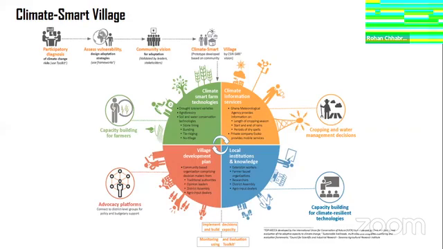Now, there is so much research happening, and a concept of climate smart village is coming up. Basically, it is only through capacity building and working as communities that we humans will be able to build a climate resilient global food supply chain. And hence, people have started creating models for climate smart village, which basically has four components: capacity building for farmers, cropping and water management, advocacy platforms, and capacity building for climate resilient technologies.